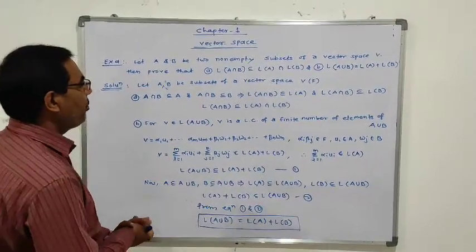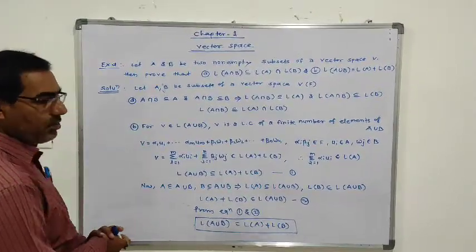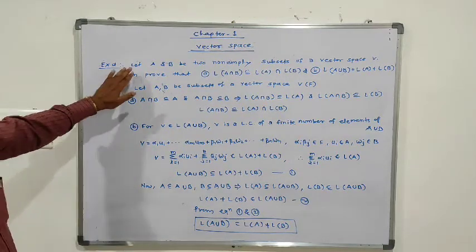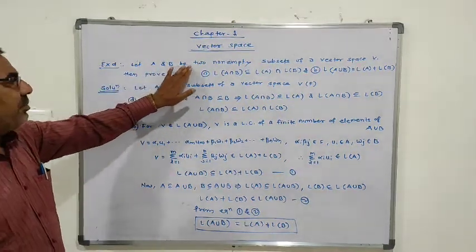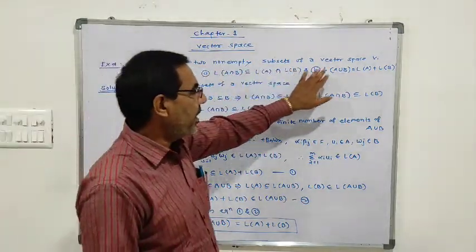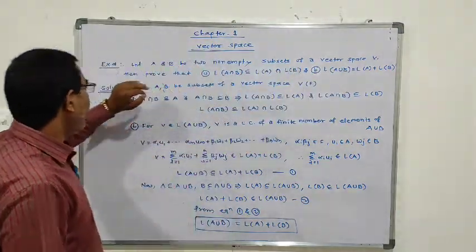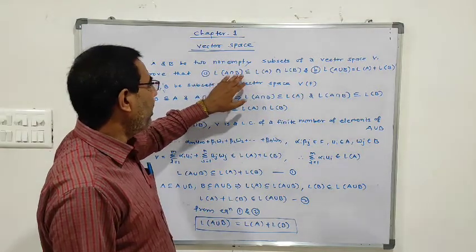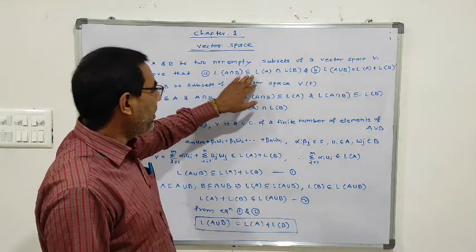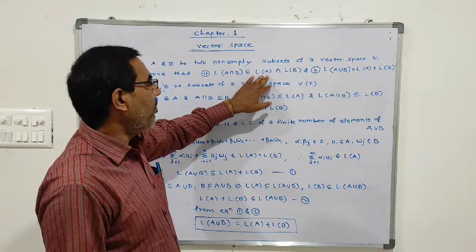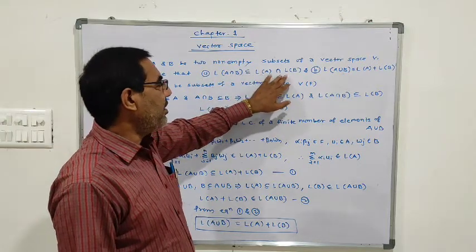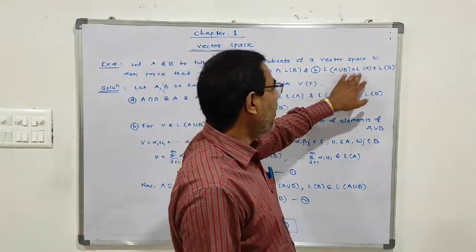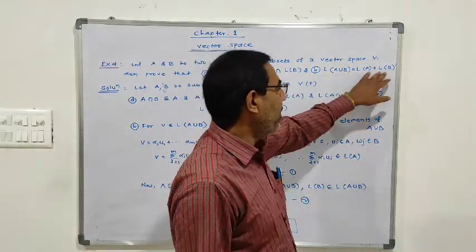In the previous lecture, we saw the direct sum and subspaces. Here is an example of this: let A and B be two non-empty subsets of a vector space V. Then prove that first, the linear span of A intersection B is a subset of the linear span of A intersection the linear span of B. And second, the linear span of A union B is equal to the linear span of A plus the linear span of B.